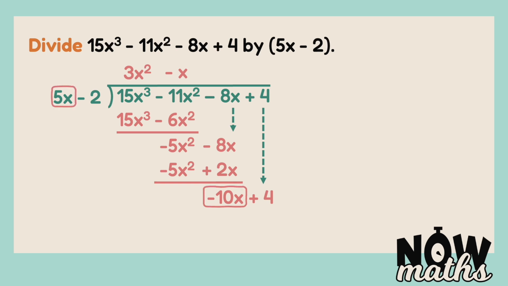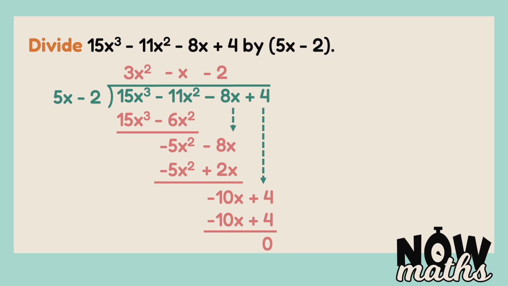Now for our final division, we need to divide negative 10x by 5x. This will give us negative 2, which we write above the bus stop, and that's because 5x multiplied by negative 2 is negative 10x. And to work out our remainder, we need to multiply that negative 2 by 5x subtract 2. Negative 2 multiplied by 5x is negative 10x, and negative 2 multiplied by negative 2 gives us positive 4. Now to work out the remainder, we subtract. Negative 10x subtract negative 10x is 0, and 4 subtract 4 is also 0. So we have completed our division because we have no terms left.